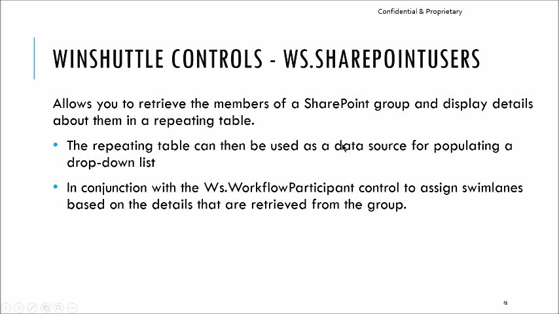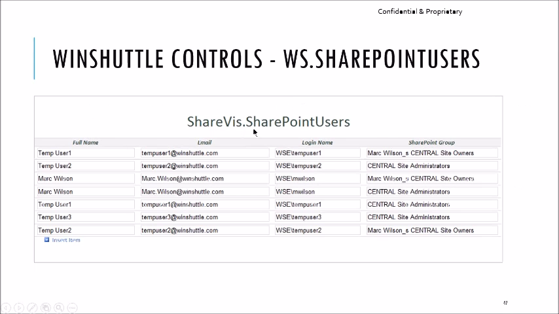And last is our, not last, our SharePoint Users control allows you to retrieve members of a SharePoint group. So if we add a bunch of approvers to a SharePoint group and we want to retrieve information from that group and stick it into a repeating table, we would use the current user control for that. So here's an example: I have a SharePoint group, and in that group I have all of these different people. This will put it into a repeating table for you so that you can go see who was in that group.